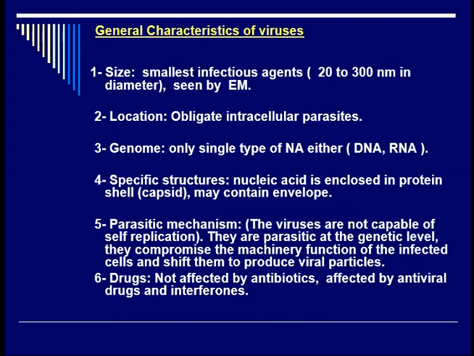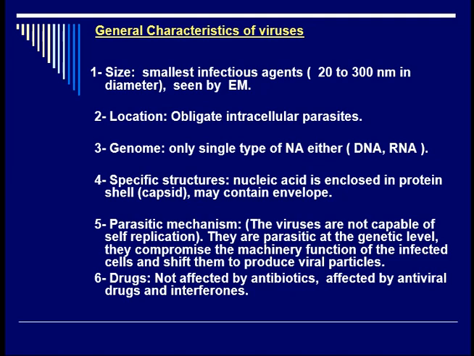General characteristics of viruses. First, the size. Viruses are the smallest infectious agents, as we said. Second, location of replication: they are obligate intracellular parasites. They need a viable host cell to start replication. They are totally inert outside the living host cell. Third, the genome contains only a single type of nucleic acid, either DNA or RNA.